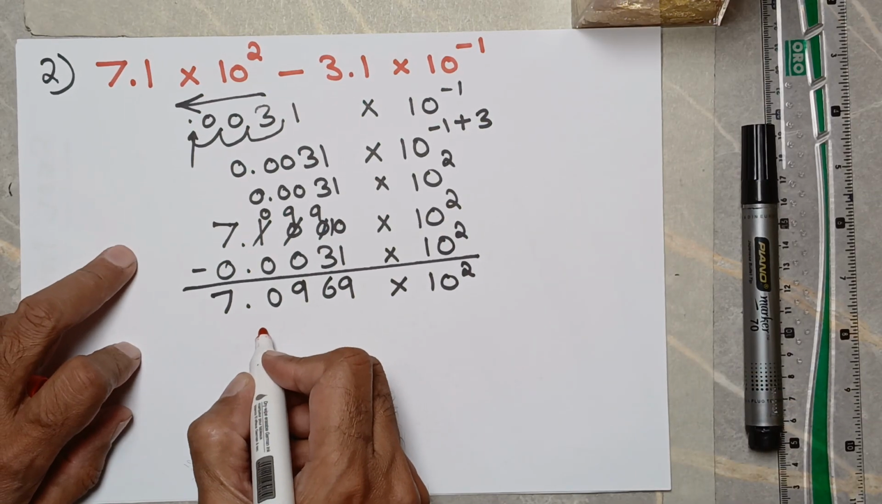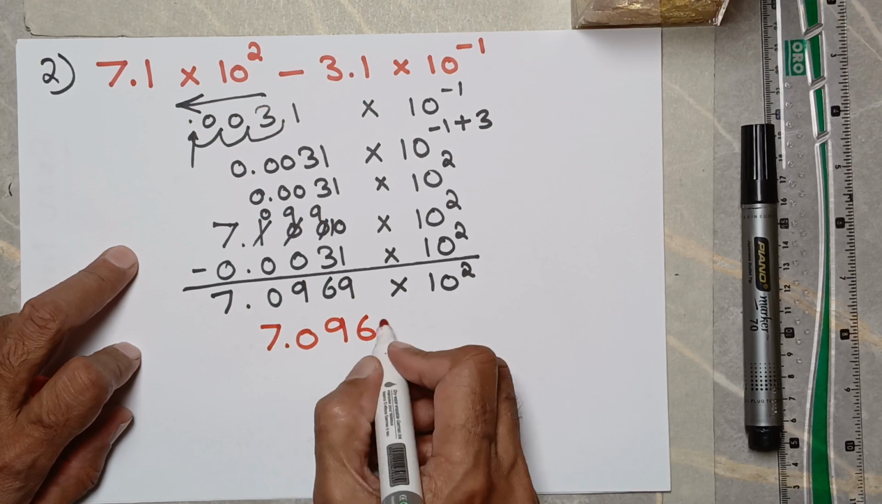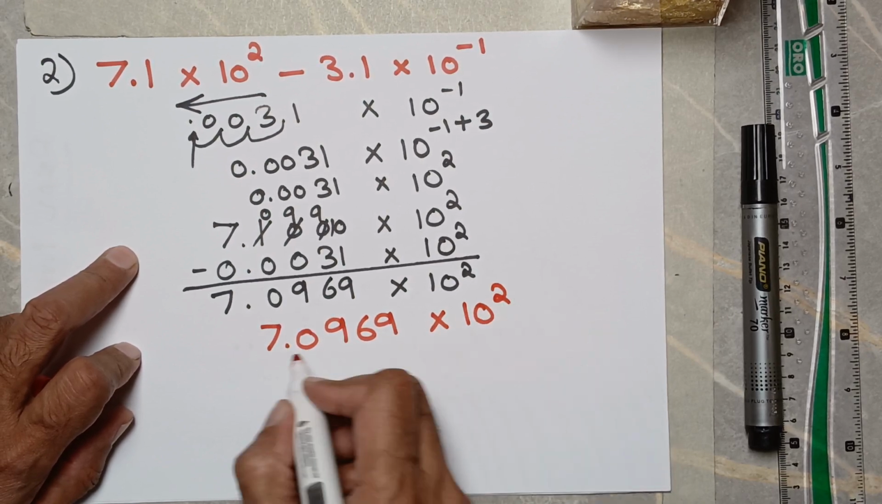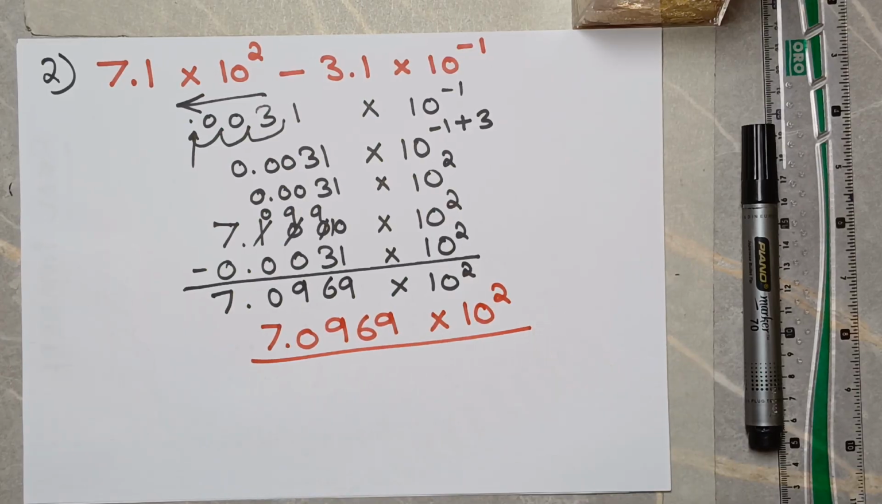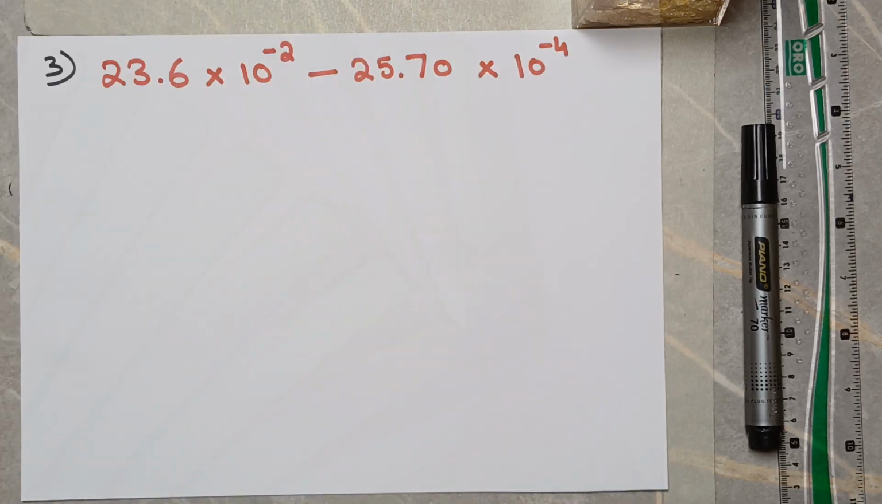Now let me write it for you. 7.0969 times 10 raised to the power 2. This is our final answer. Now let's move on towards the question number 3.